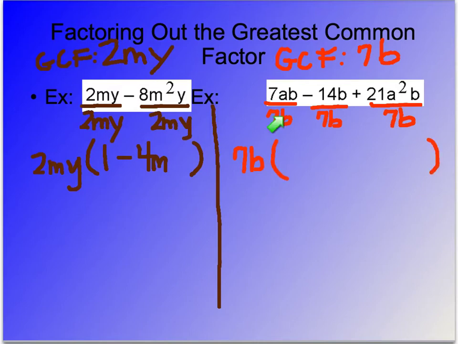So 7ab divided by 7b leaves me with just a. Negative 14 divided by 7 gives me negative 2, and my b's in this case are gone because b divided by b is 1. Then we have positive 21 divided by positive 7, which gives me positive 3. And I'll have an a squared left for that positive 3. And so the factored form of this trinomial is this right here.